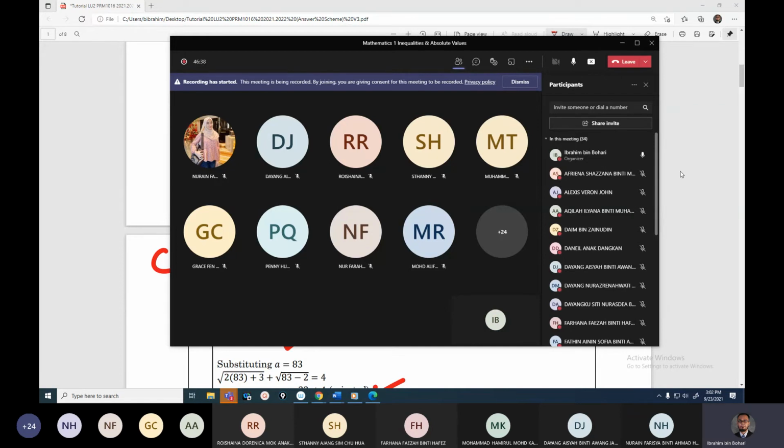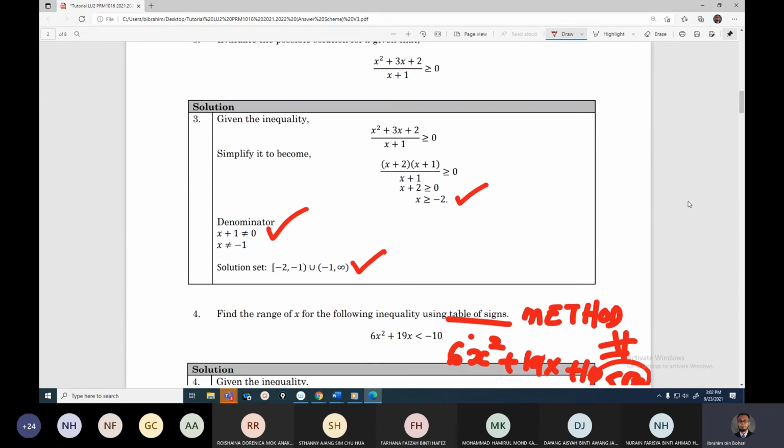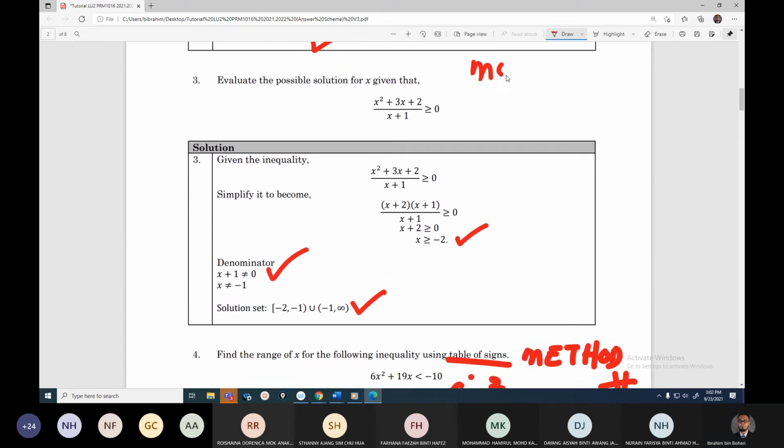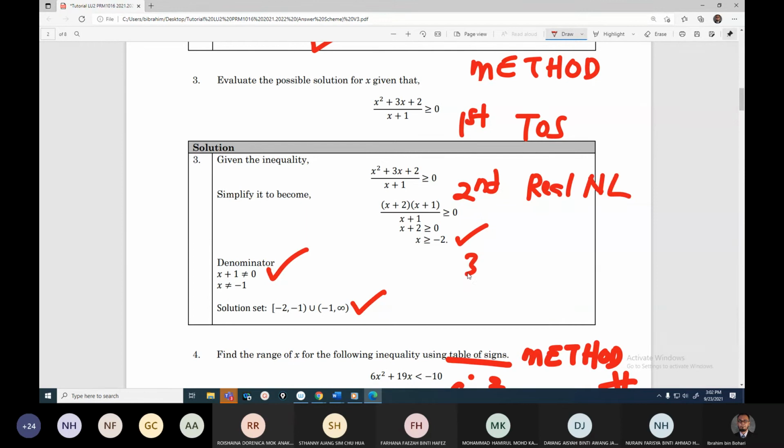And one more thing, class, I'll press this, your method here. Okay, methods to solve linear inequalities, quadratic inequalities, and rational functions. Okay, the first method is table of sign. The second method here is using the real number line, and the third method here is using a graphical method. Okay, so one of these methods we will use in the exam later.